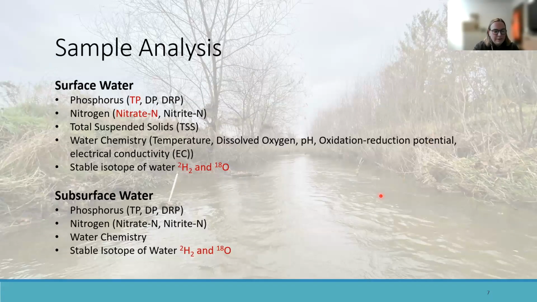Like I said, sampling started back in 2016. A lot of different parameters and analytes were sampled from the various groundwater and surface water locations. This study will primarily look at total phosphorus and nitrate in the surface water and then stable isotopes from surface and groundwater.